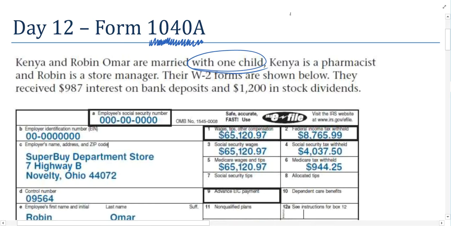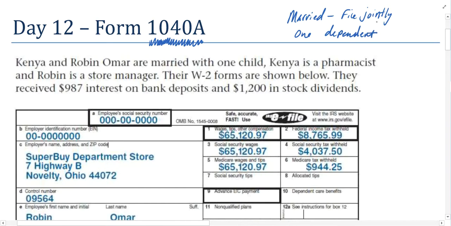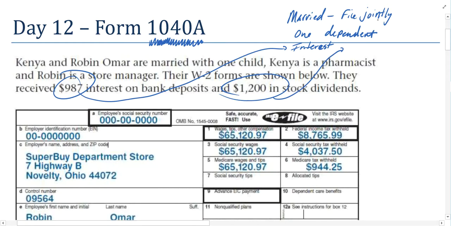So with Kenya and Robin, they are married, and for the most part, married couples generally file jointly. There are some exceptions, but in each of our scenarios, if you're married, it's going to benefit the couple to join their incomes together. So they're married filing jointly. They have one dependent, so that forces us to use this A form. This is kind of interesting because while we have the W-2s provided to us, they have $987 in interest that was earned at a bank or in some investment. And then additionally, they've also got money in stocks. And if I'm not mistaken, stock dividends are not accounted for on the EZ form. So that's another reason why we've got to use the 1040A form.